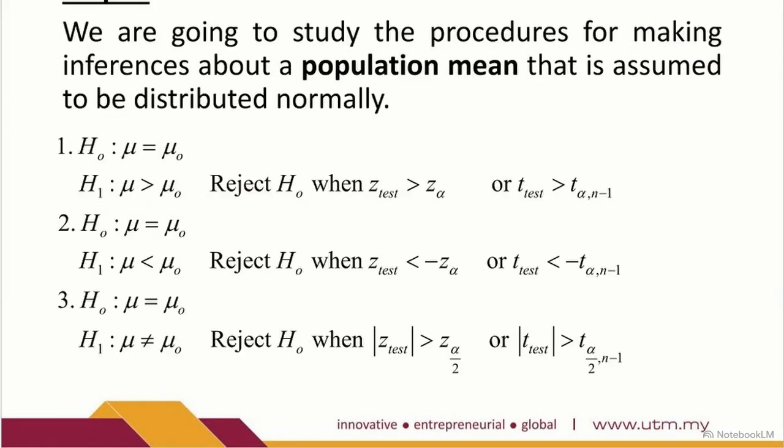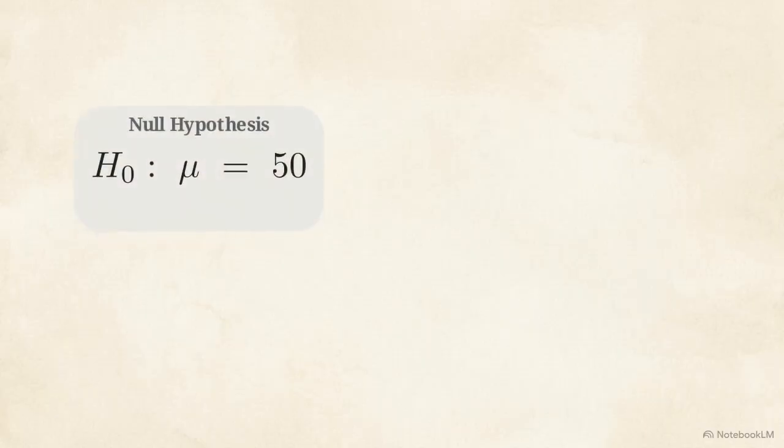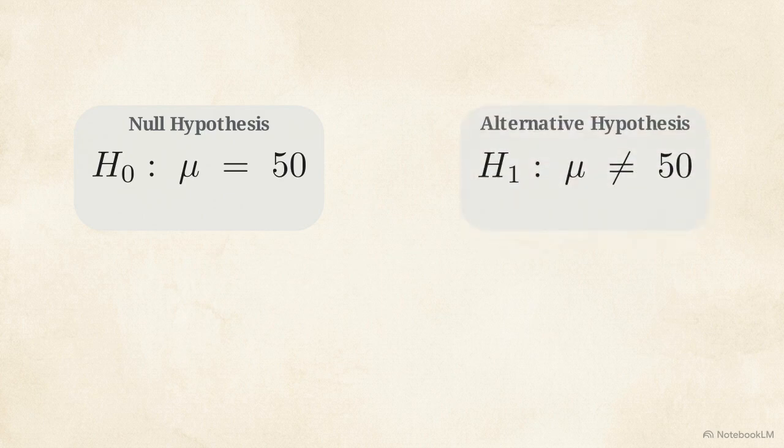Let's apply Step 1 to Bolt's assembly line. Looking at the third option on this slide, Nut sets up a two-tailed test. The null hypothesis is that the mean bracket weight is exactly 50 grams. The alternative hypothesis is that the mean is not equal to 50 grams. It could be heavier or it could be lighter.